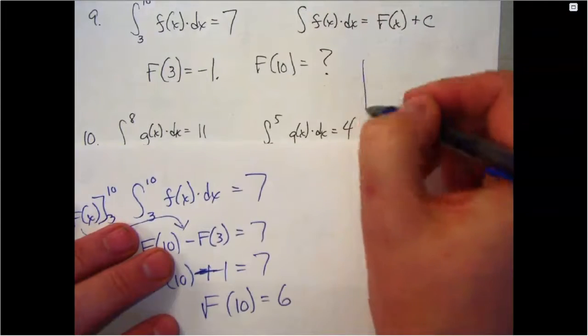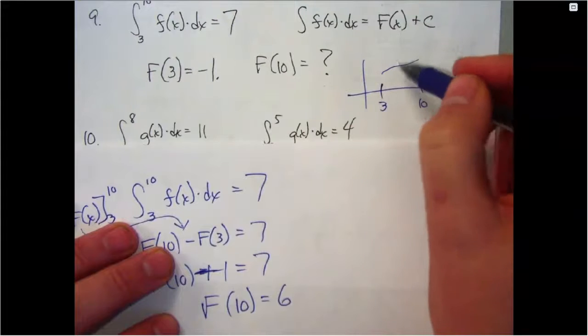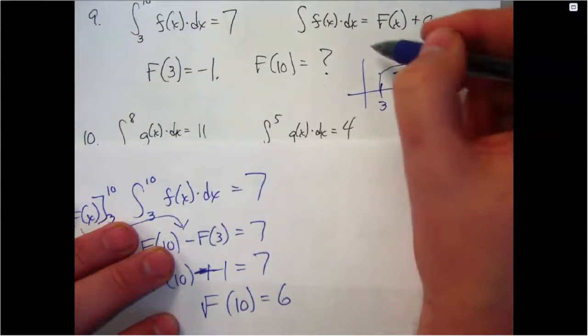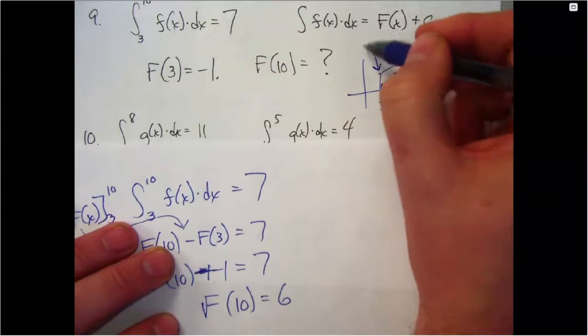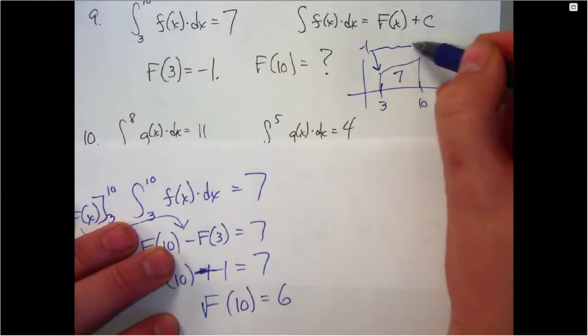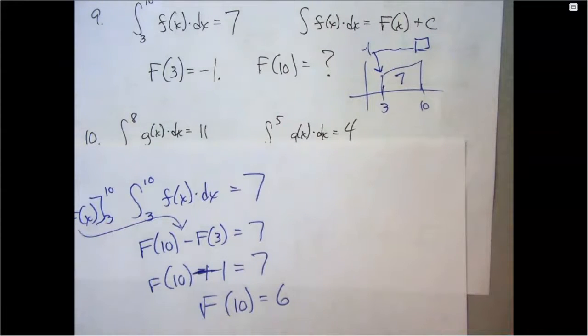Another way you could look at that is to think about a graph. So I know this area here is 7. I know when I was at the beginning of the area, I had a total of negative 1 units. So if I add 7 units more, how many will I have when I get to the end? Which is 6.